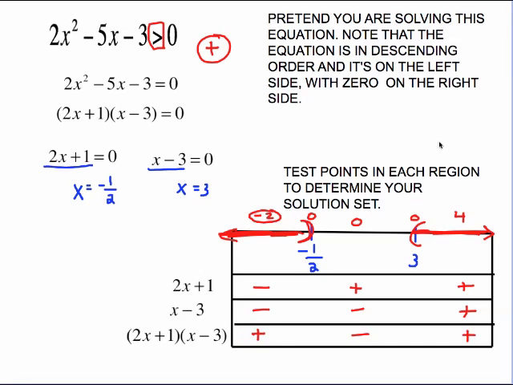One other important thing to say before we go to another problem is this. Note that the equation is in descending order and it's on the left side with 0 on the right side. That's what you want. If the original problem is not written this way, you're going to have to rewrite it. So you want descending order, and you want 0 on the right side.